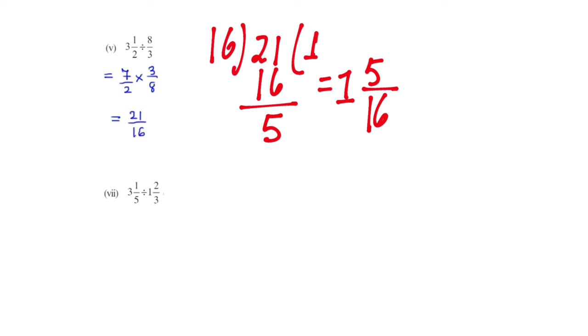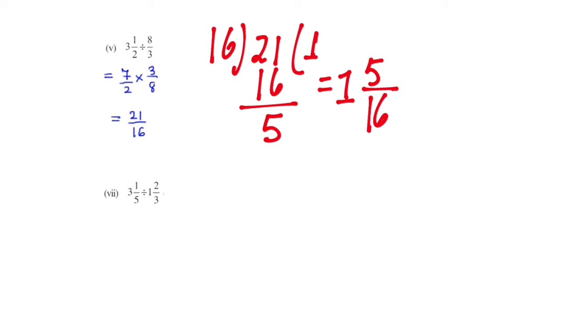Since this is an improper fraction, you can also convert it into a mixed fraction. As you can see in the picture also, I have converted it. So 21 divided by 16 will give you 1 whole 5 over 16 as the result. I hope I am clear at this point. Now moving to the next part.